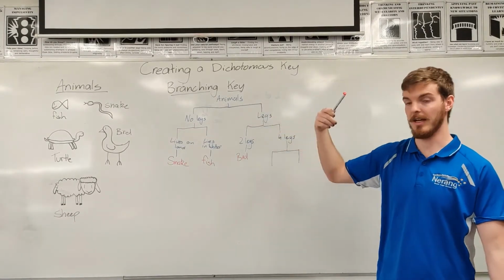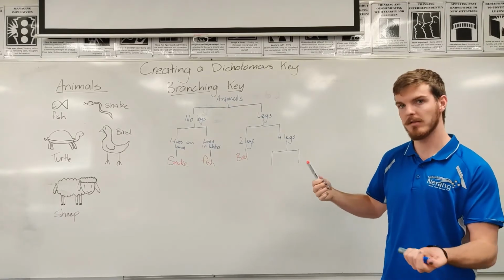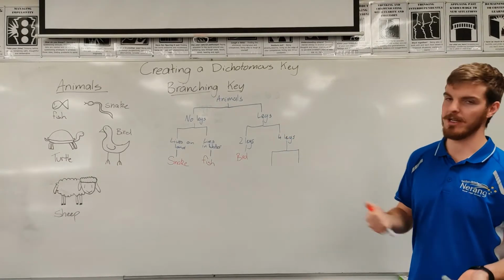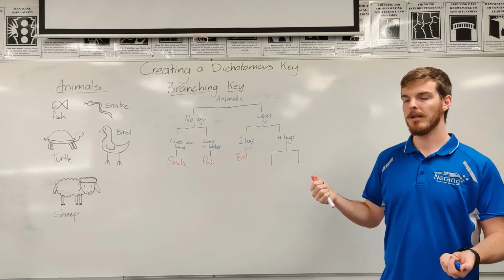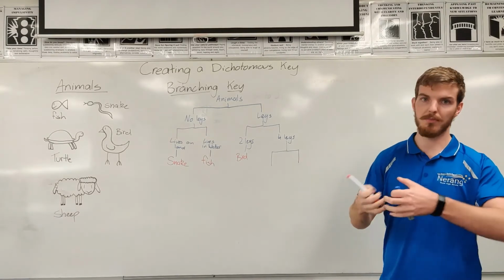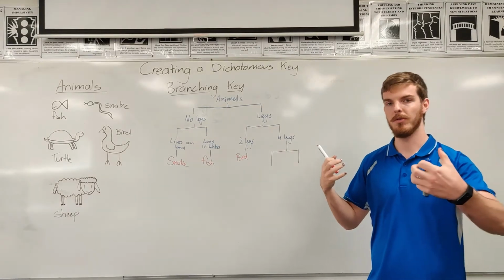Now we go from, is it an animal? Yes. Does it have legs? Yes. Does it have 4 legs? Yes. We have turtle and sheep left. So now we can break those down into 2 more categories.